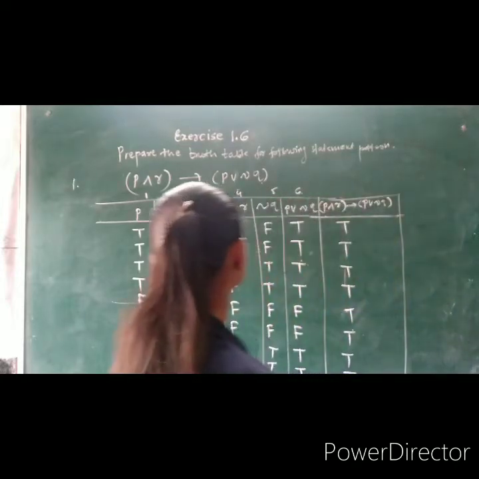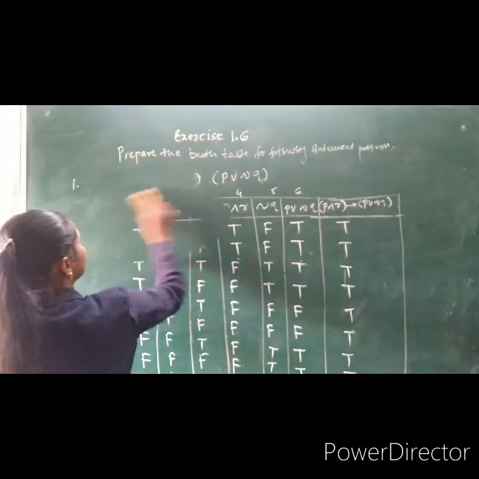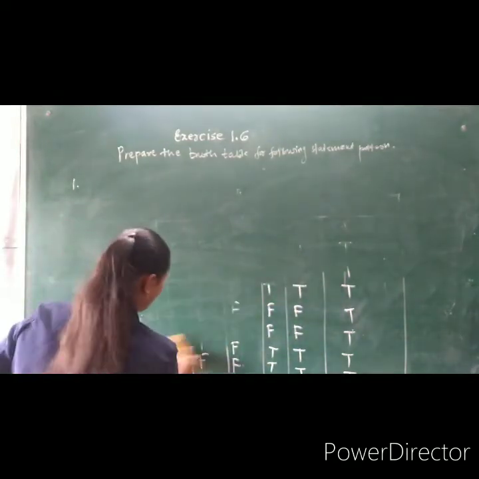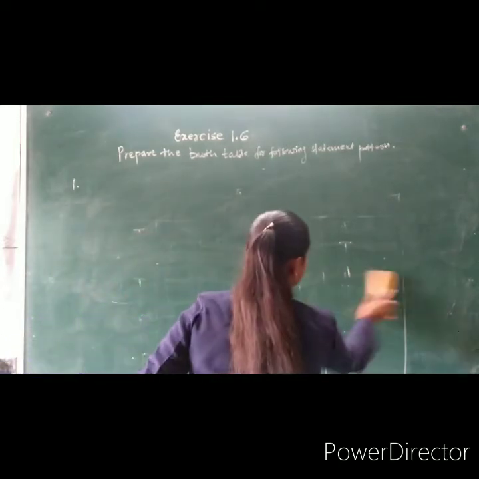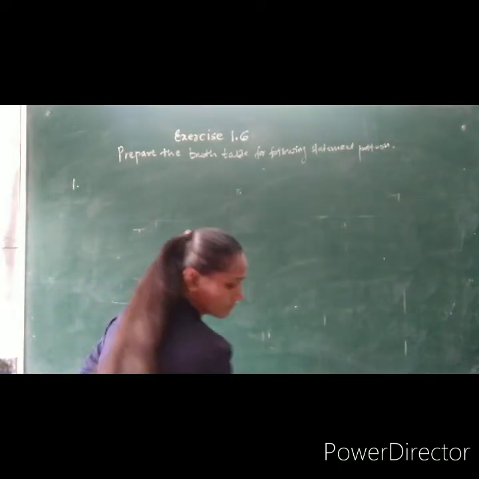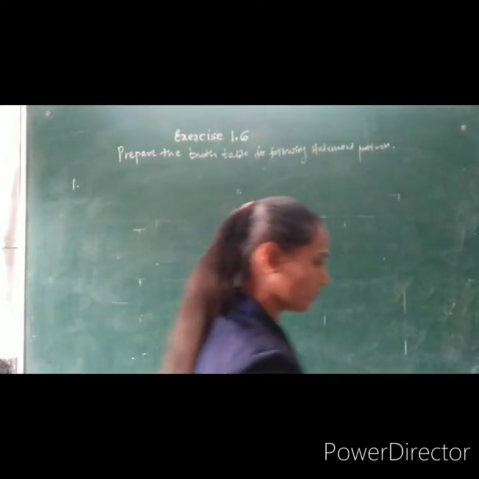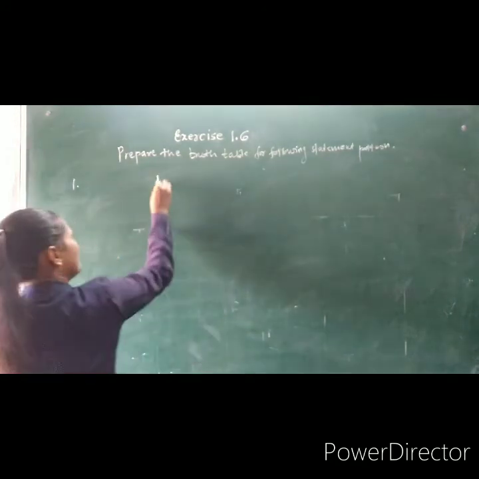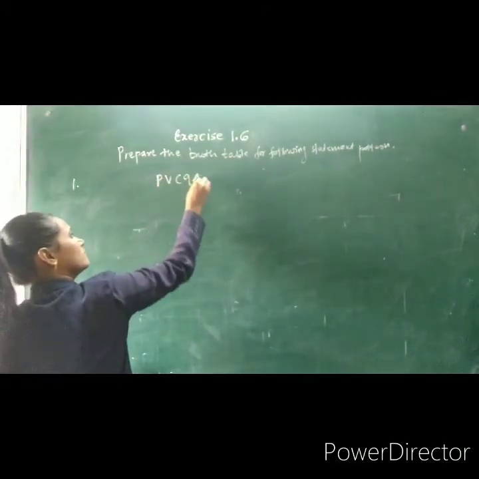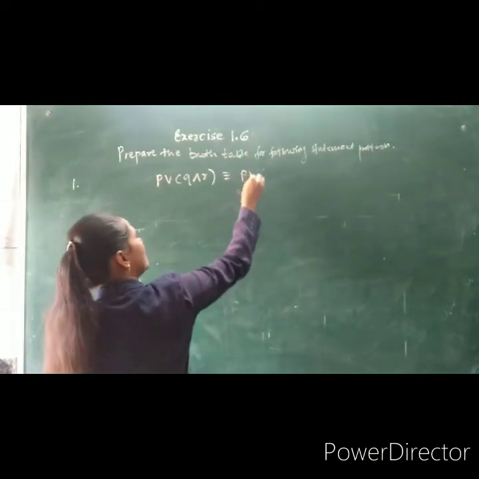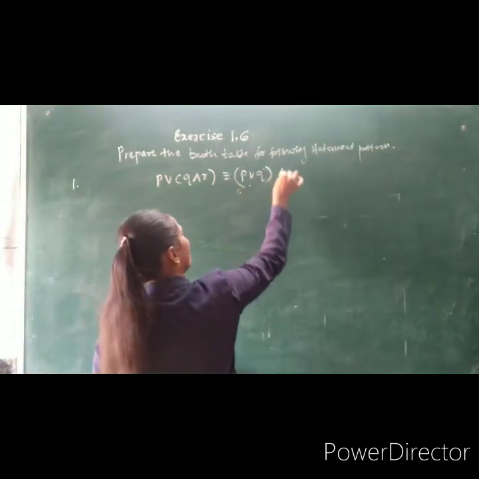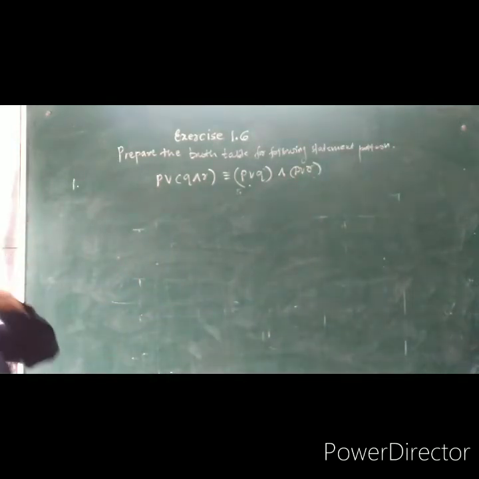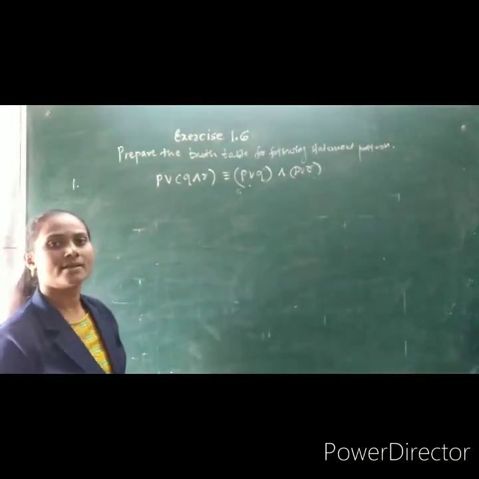Next question, another question we will take. Prove the following logical equivalence. P or (Q and R) is equivalent to (P or Q) and (P or R). We have to show that using truth table. These are logically equivalent statements.